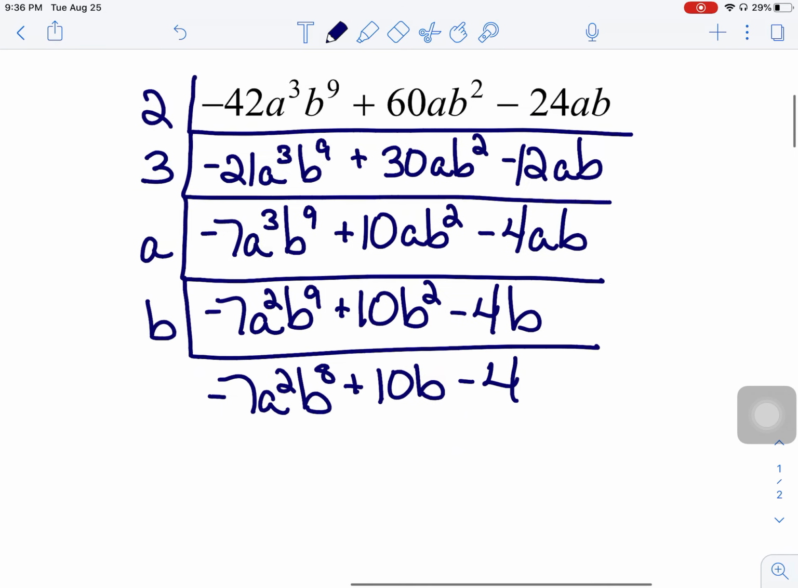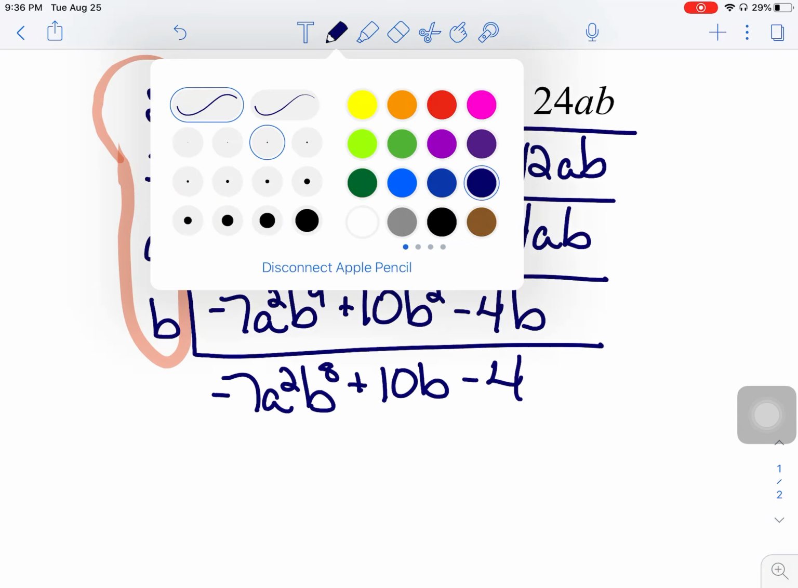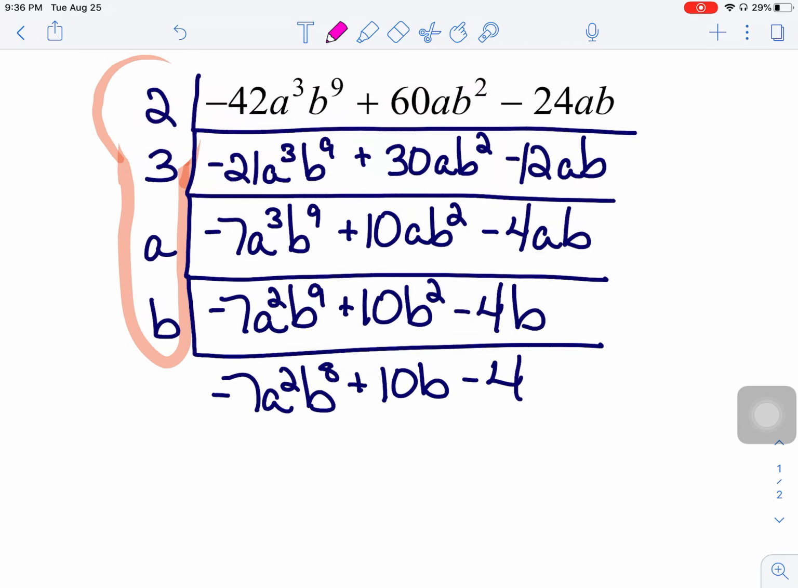Now, we have what looks like an absolute mess here. It's really not that bad. So all of those pieces on the left here, including the 2 at the top, are the GCF. So to finish up the answer, what we're going to do is multiply those together.